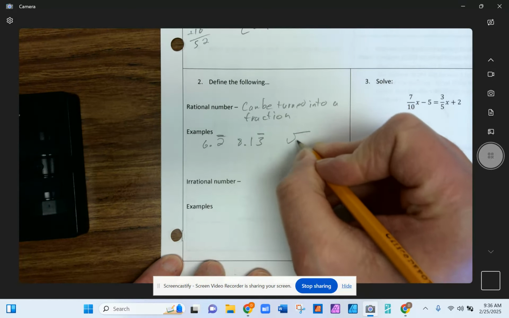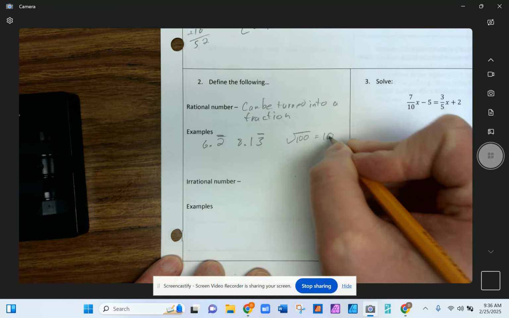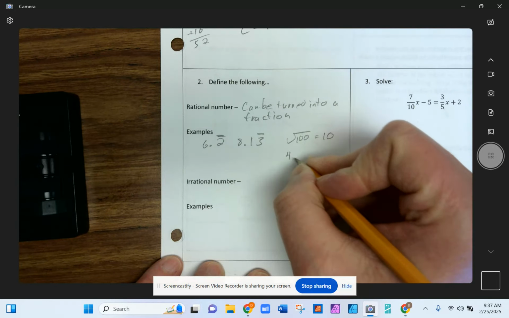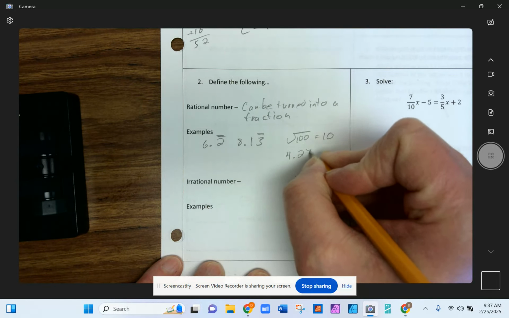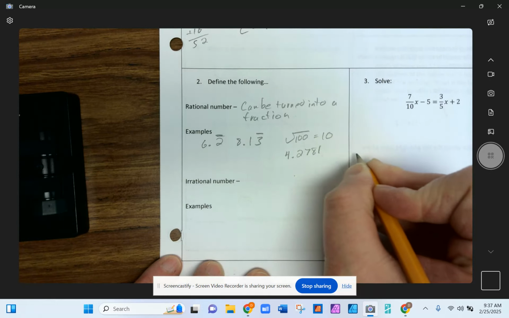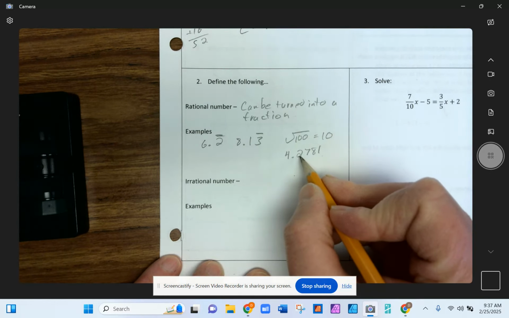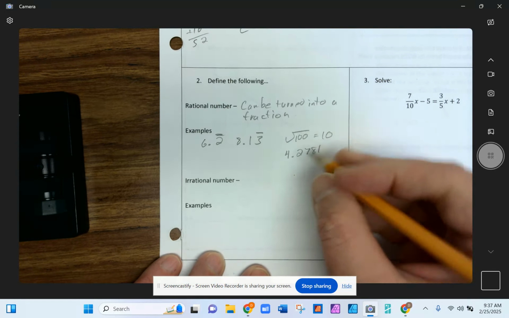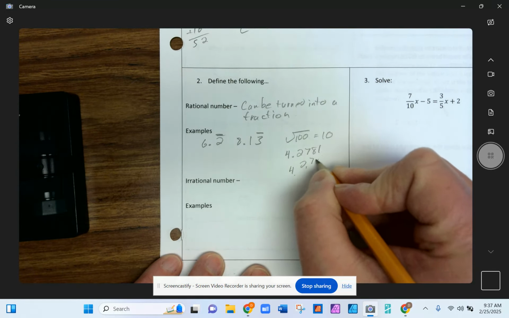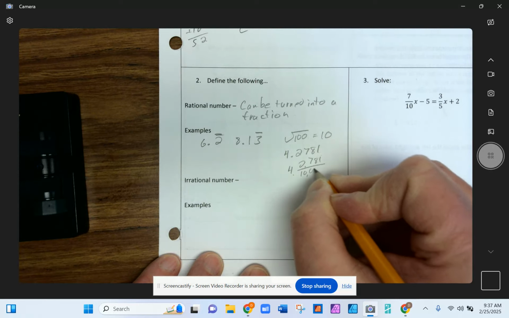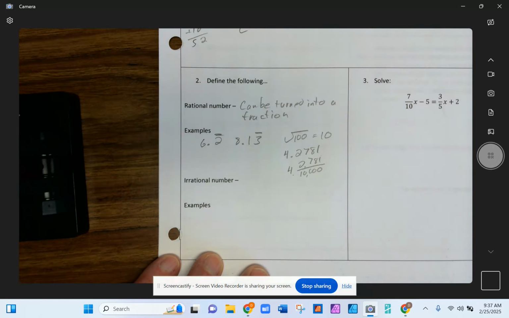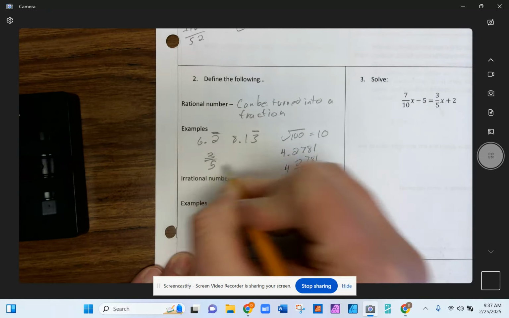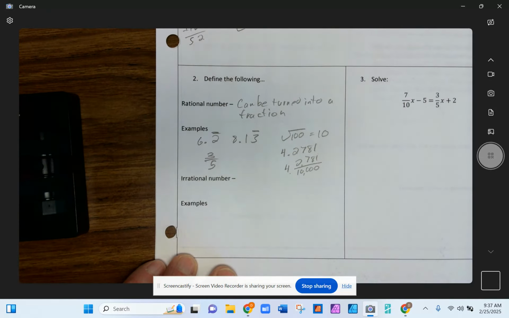Anything that's like a perfect square, so like the square root of 100, that's going to give you 10 as a whole number. Anything that terminates or ends, like something like this, where it just stops and doesn't repeat, you can turn that into a fraction. This would be 2,781 ten-thousandths if we turned it into a fraction. Just like that. Let's see. Oh, fractions, right? Because just like that, those are rational numbers.